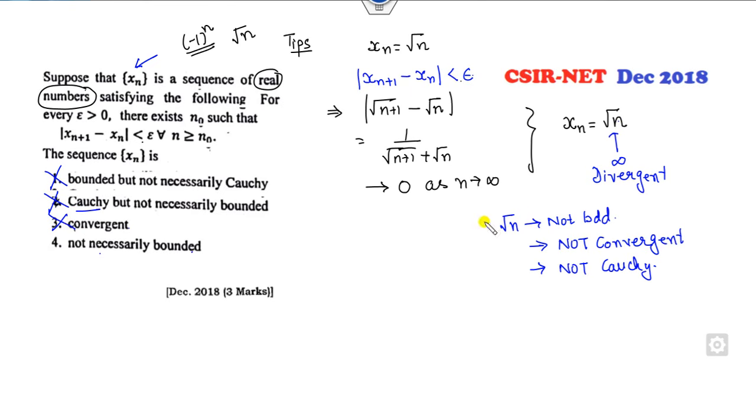Then it is not necessarily bounded. It's the only option left. So that's why this is my correct answer. It's not bounded, it's not Cauchy, it's not convergent. So the right answer is the last option.